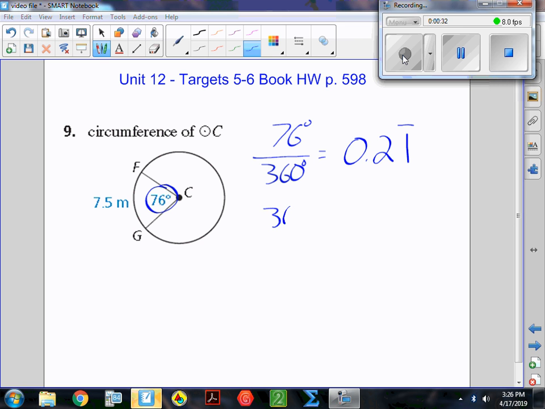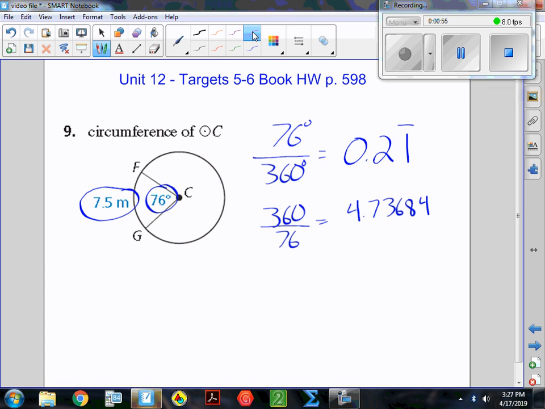Another way to look at that is say 360 over 76. So 360 divided by 76 is approximately 4.73684 with other numbers. So that means that you can fit the 76-degree angle inside the circle about 4.7 times, which means if I take this length, 7.5 meters, which is my arc length, if I take that length 4.73684 times, that'll give me the entire circumference.